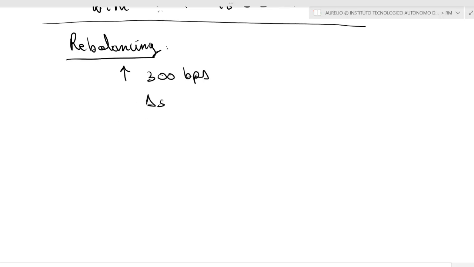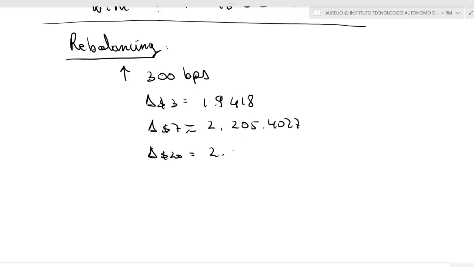In the previous case, let's think what rebalancing would mean. It would mean that when interest rates went up by 300 basis points, the delta dollar of my securities changed. So the delta dollar of the 3-year is now 1.9418. Delta dollar of my 7 also changed. Now it's equal to 2,205.4027. And the delta dollar of the 20 is now 2.2468. So then I do again my exercise of delta matching.